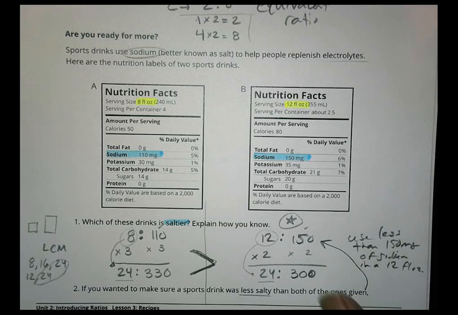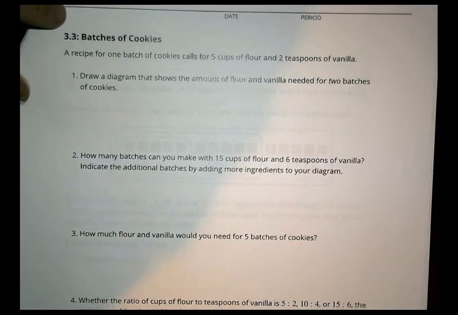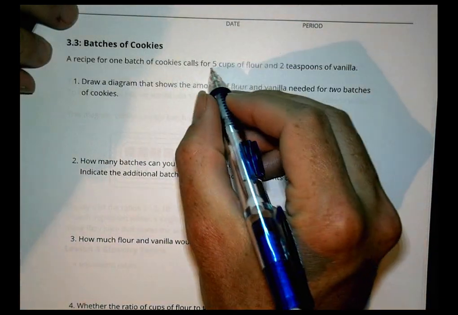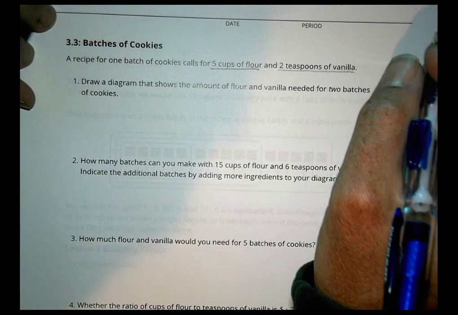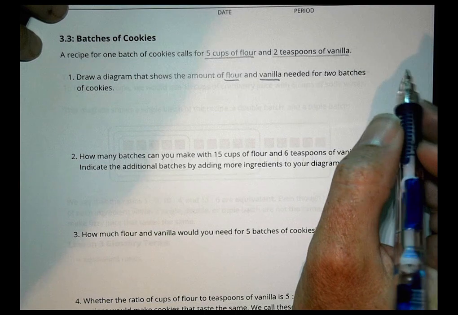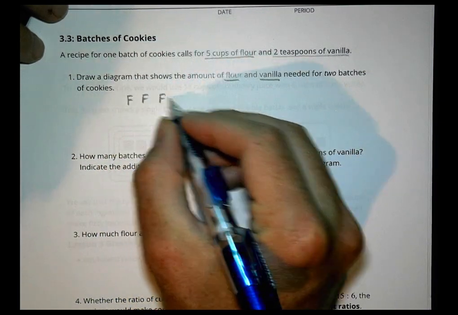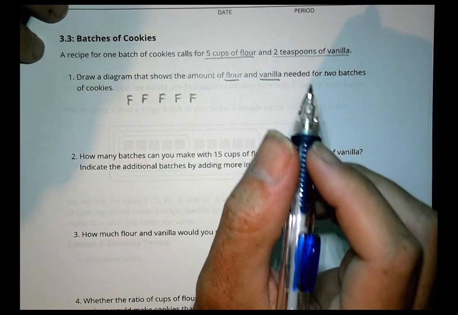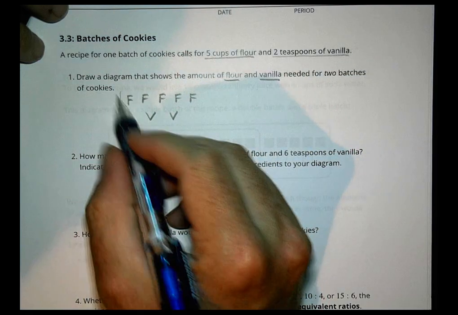Let's take a look at activity 3, looking at batches of cookies, which sound delicious right about now. Alright. A recipe for one batch of cookies calls for 5 cups of flour and 2 teaspoons of vanilla. Draw a diagram that shows the amount of flour and vanilla needed for 2 batches. So one batch means I need 5 cups of flour and 2 teaspoons of vanilla. So that's what I need for one batch.